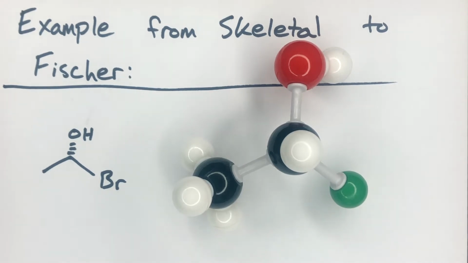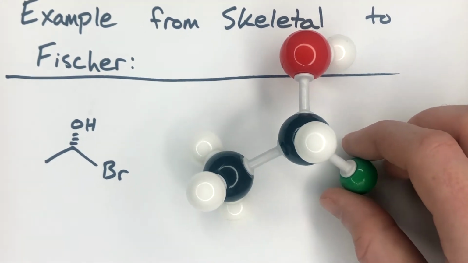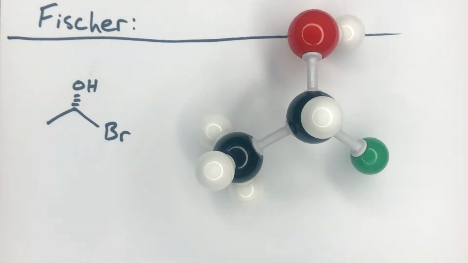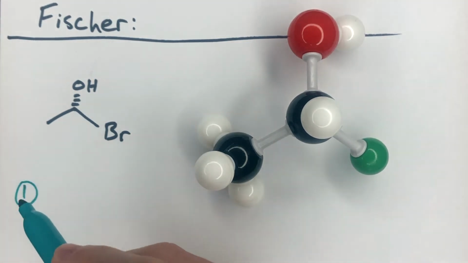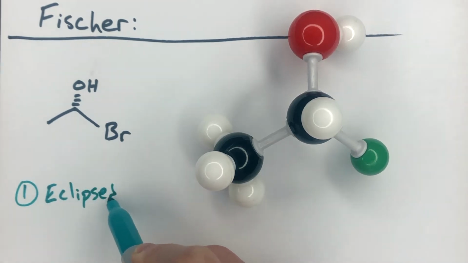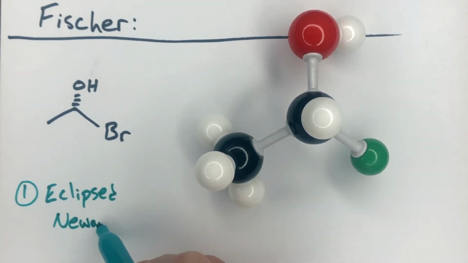Okay, so again, I think the first step here is to draw the Newman projection, an eclipsed Newman projection, of what you have. So this is just a two-step process, but first let's draw the eclipsed Newman for this molecule.